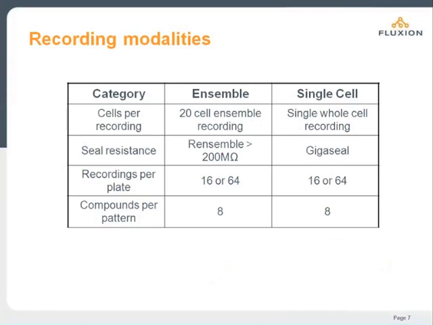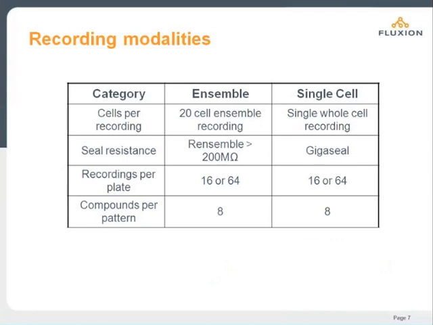So we have either 20 cells per recording with an ensemble plate or 1 cell per recording with a single cell plate. The seal resistances in the ensemble configuration for an average cell appear to be lower even though the single cell and ensemble plate are made from the same polymer. I will go into this in greater detail in a few slides, but the reason for this is that the ensemble is comprised of 20 different cells, and the lower resistance cells draw this average down.